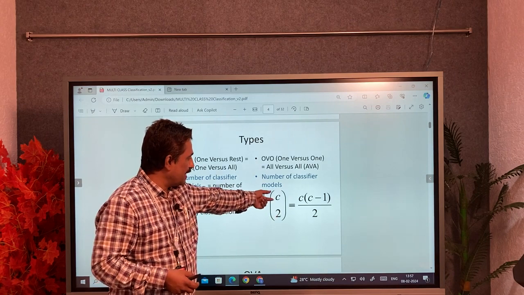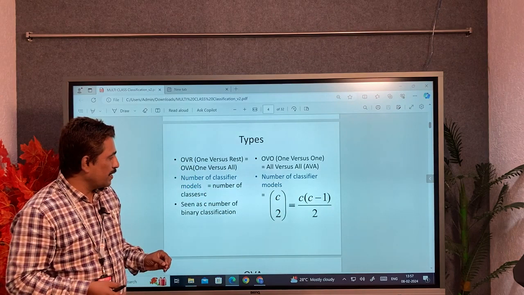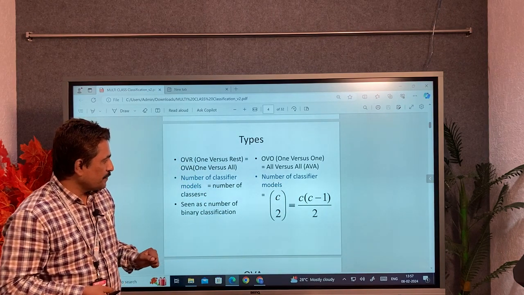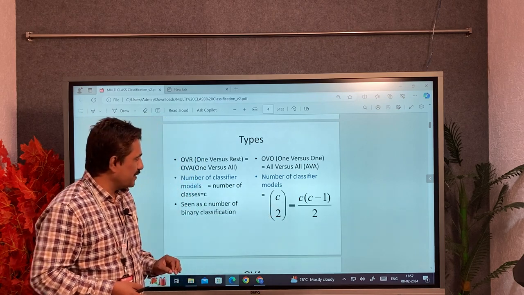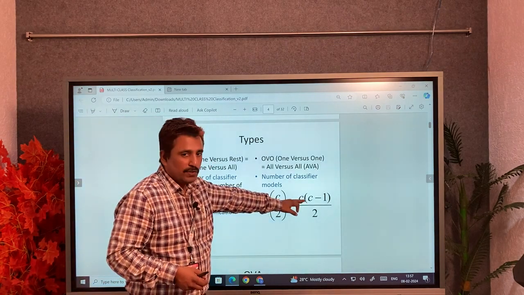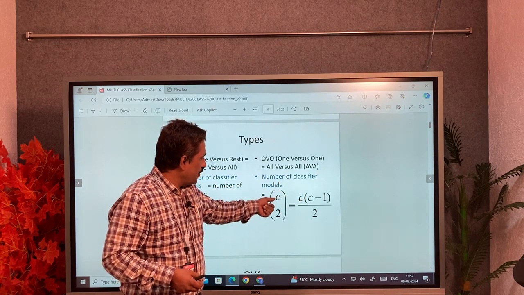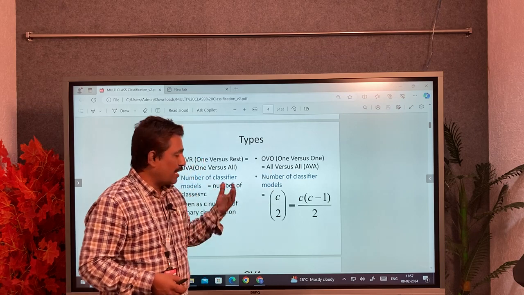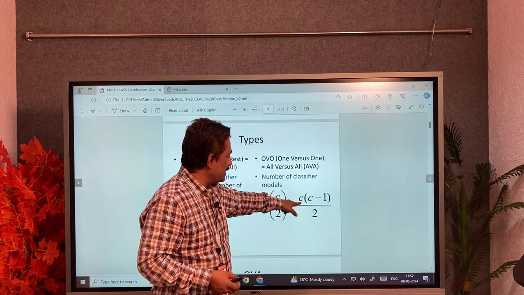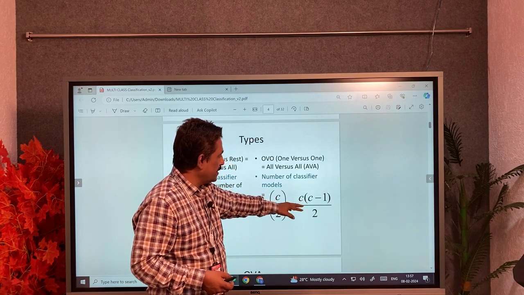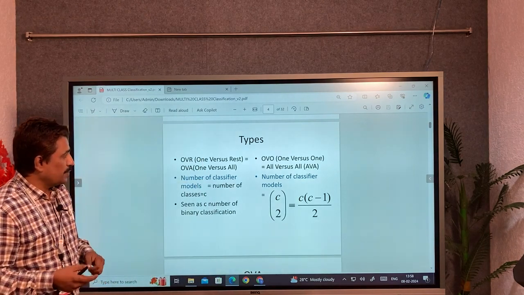If there are C classes, C choose 2 is C factorial divided by (C minus 2) factorial times 2 factorial, which is nothing but C into (C minus 1) by 2. For example, if there are 3 classes, we will get 3 into (3 minus 1) by 2, that is 6 by 2, which is 3. So, that means we will get 3 classifier models. Suppose you have 4 classes in the given data set, then we will get 4 into (4 minus 1) by 2, that is 4 into 3 by 2, that is 12 by 2, that is 6. Okay. So, that is about one versus one.